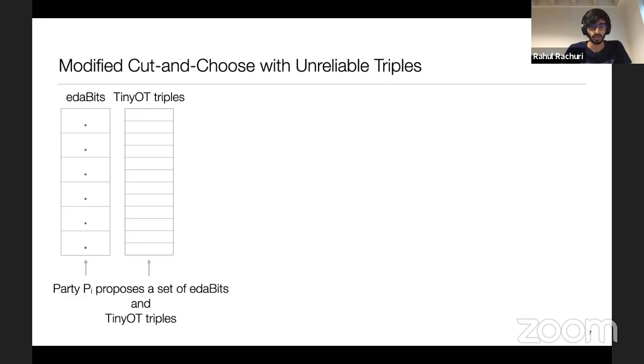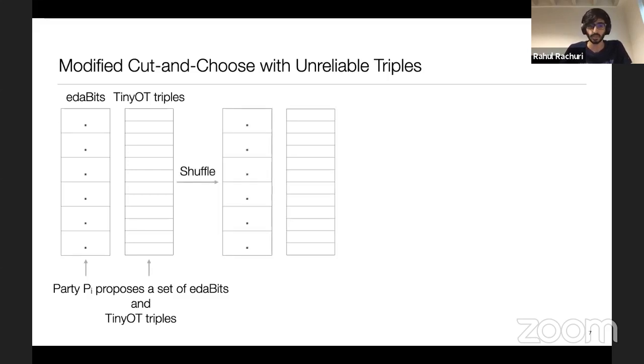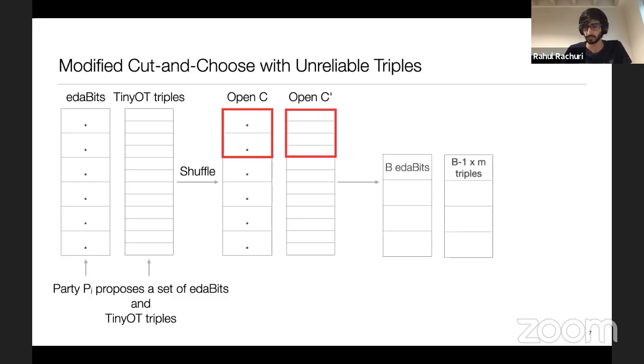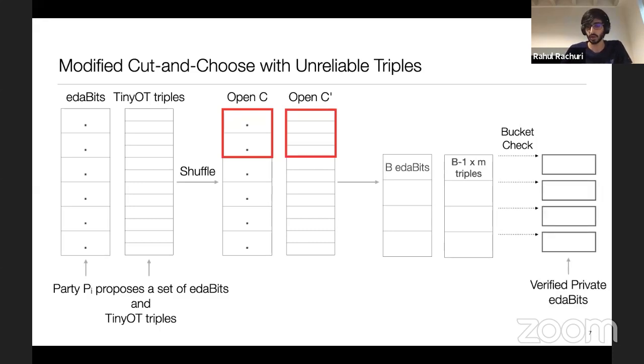So this is the modified game, which uses unreliable triples. Each party Pi proposes a set of EDA-bits and the required tiny OT triples. We shuffle them using 2 public permutations. We open C EDA-bits and C' sets of tiny OT triples and verify for correctness. If any of them fail, then we abort. Otherwise, we take the remaining ones and place them into buckets. And we carry out a bucket check protocol within each bucket. We select the top EDA-bit and perform a pairwise check with every other EDA-bit in the bucket using the tiny OT triples. If all of the checks pass, then we output the top EDA-bit as a verified private EDA-bit.